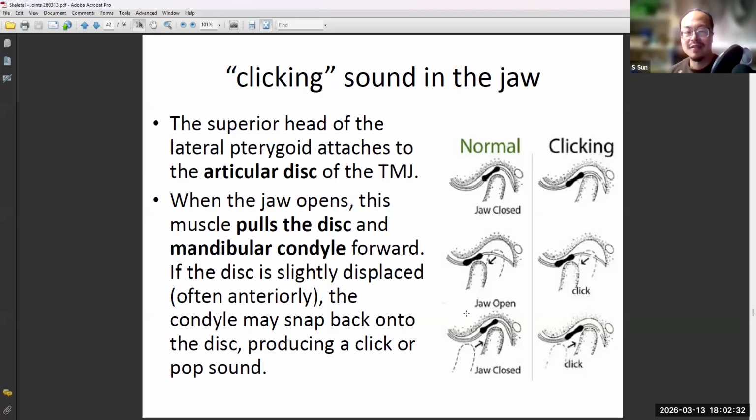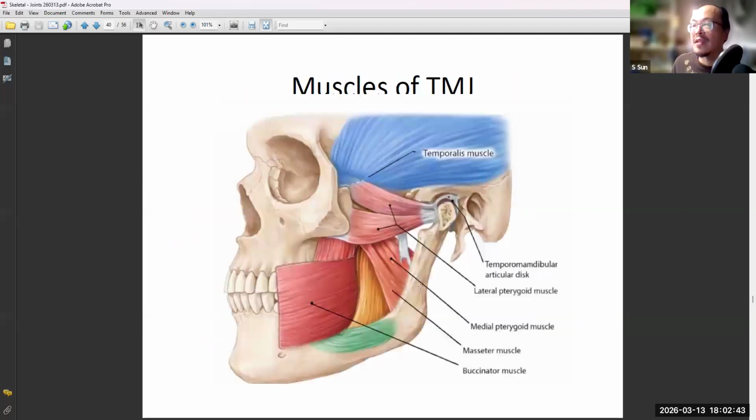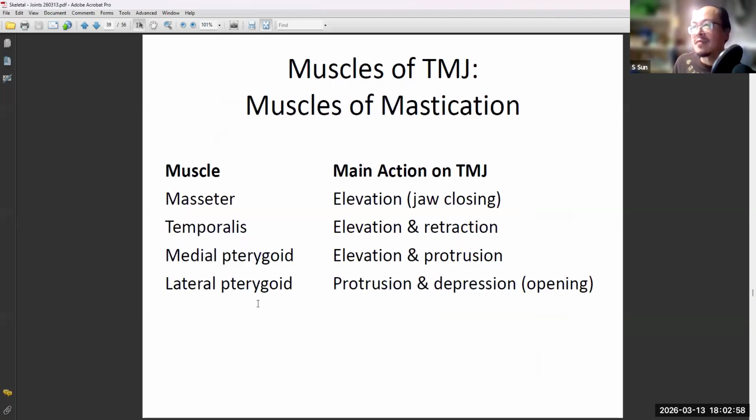It's because of which muscle? Lateral pterygoid muscle. So a quick question: lateral pterygoid muscle is attached to what? It's attached to the articular disc and also the condyle. And what's its function? Its function is to open your jaw. That's the only muscle to open your jaw, and the other muscles are all closing. Of these four, which of the following are part of the muscles of mastication: masseter muscle, temporalis, medial, and the lateral pterygoid muscle.